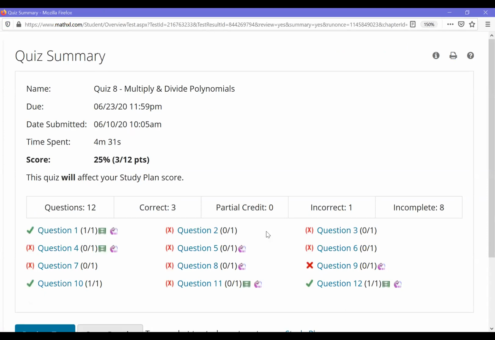Okay, so I got a 25%. I got 3 out of 12. You can see my score here, and it shows me which questions I got right. Obviously the green check mark is ones I got right. This darker red X, number 9, I got that one wrong.